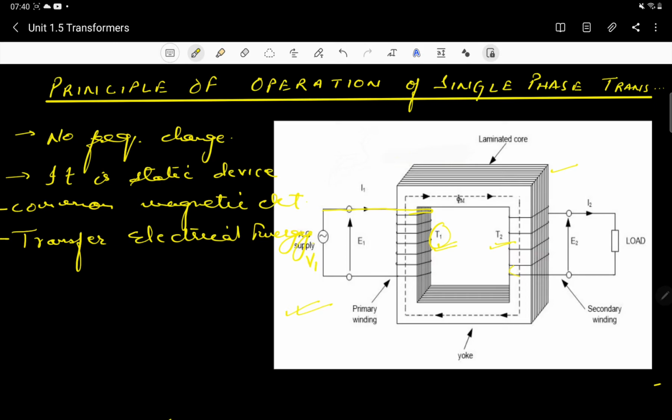When the source of alternating voltage V1, on the left-hand side, is applied to coil 1, an alternating current I naught flows into it. I naught is the current when no load is connected. Otherwise the supply current would be I1. I naught is the current being needed to magnetize this circuit.